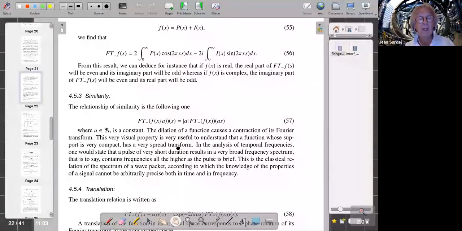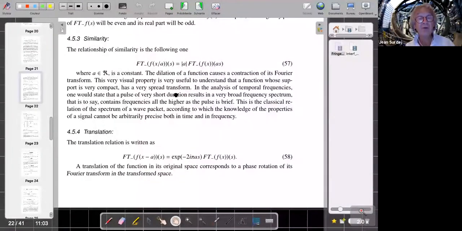Another very important property of the Fourier transform that we will be using in the future is the translation property. Namely, if you translate the function in the original space, in the Fourier space it corresponds to a rotation. So if a is a real constant, the Fourier transform of the translated function is this complex exponential function, with a and variable s multiplied by the Fourier transform of the original function.